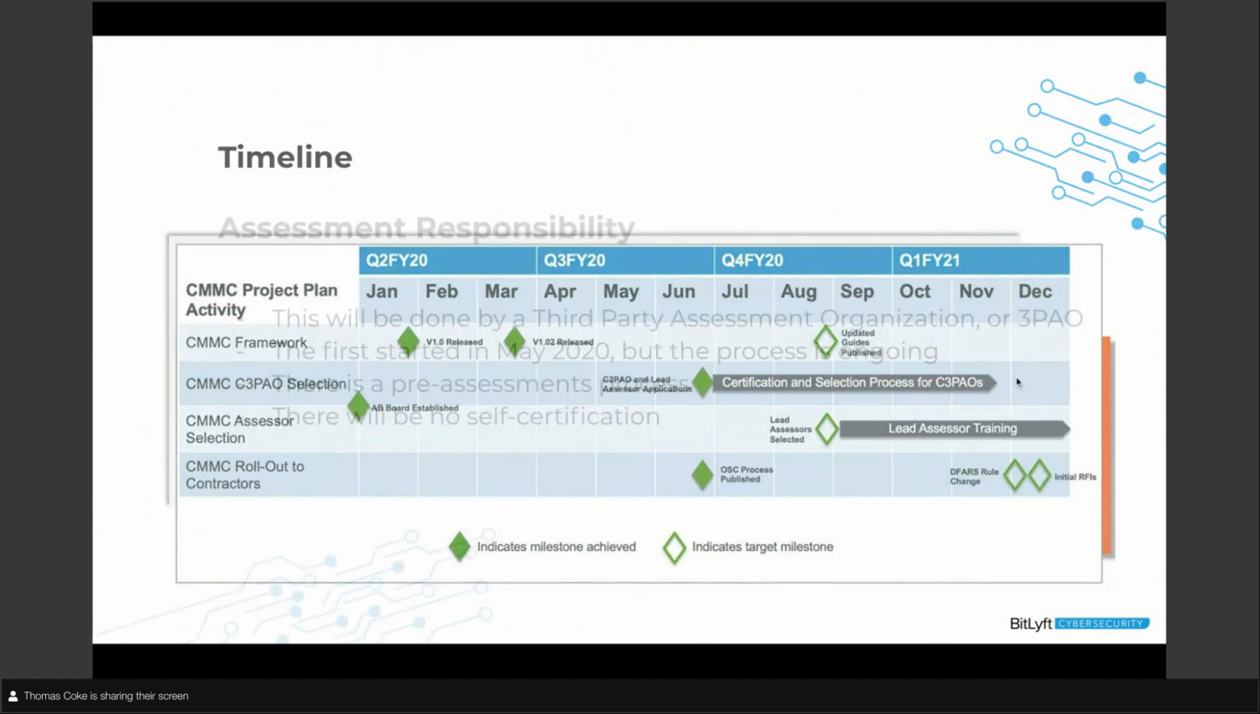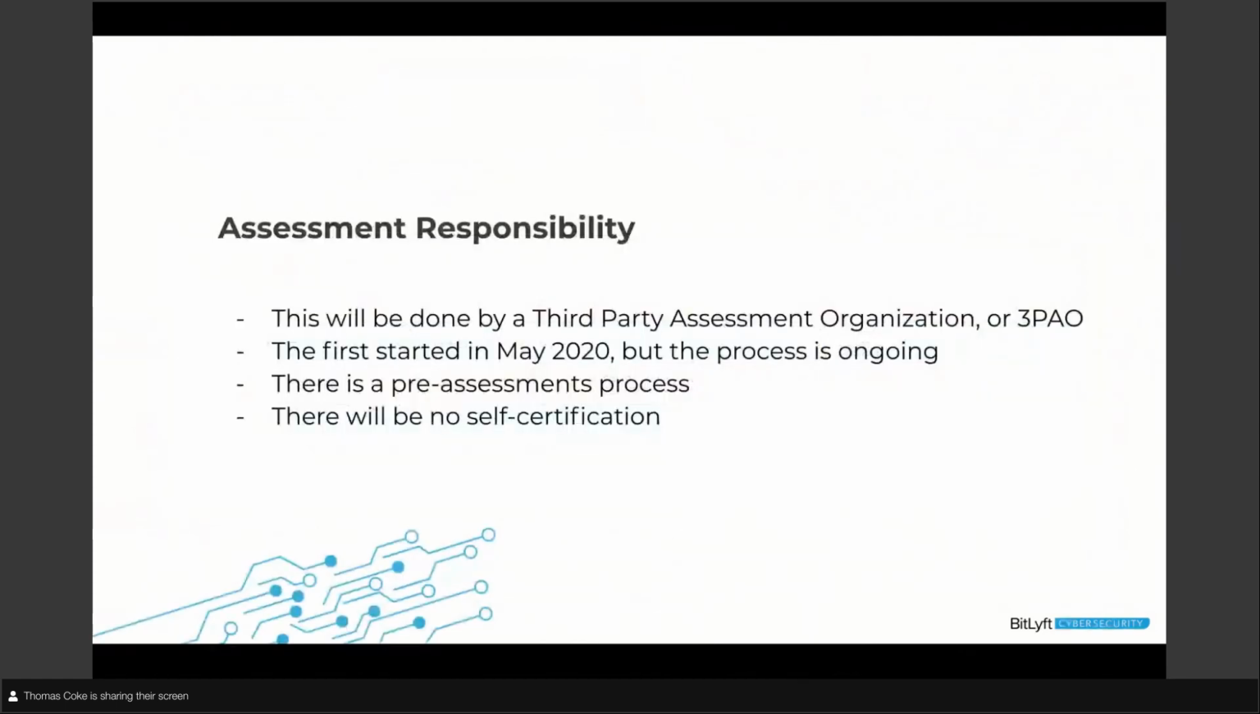So when it comes to the assessment responsibility, who's going to be doing this? We actually have it wrong here. It says third-party assessment organization, or 3PAO. The actual name is C3PAO. And no, it's not a Star Wars term. I don't know if that was intentional or not. Maybe somebody has a sense of humor at the Department of Defense.